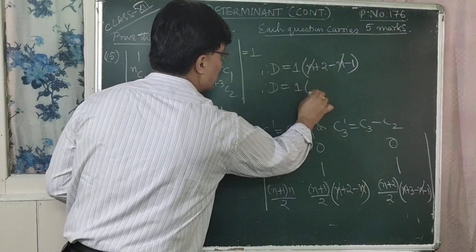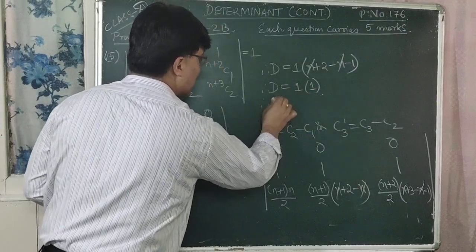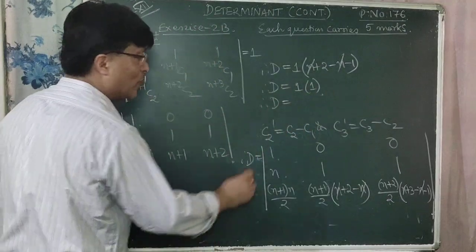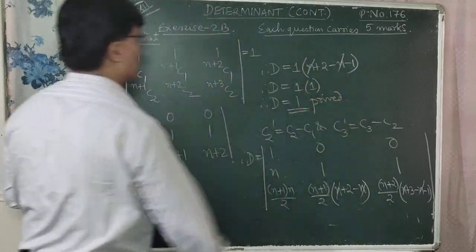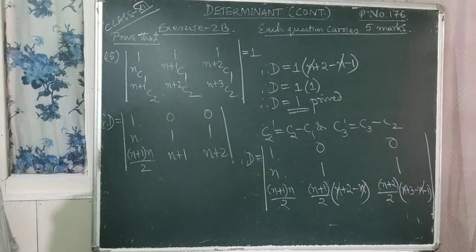So it is 1 into, what is 2 minus 1? That is also 1. That means D is equal to, what is the answer? 1 ones are 1. So which is equal to the right hand side, which is equal to 1.